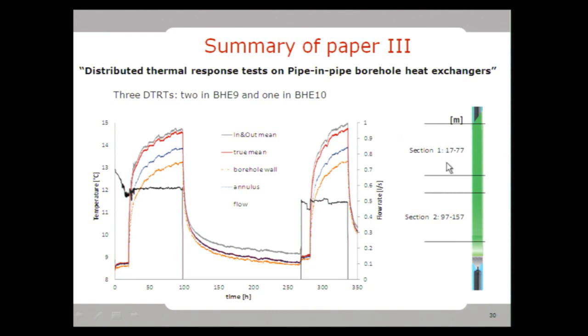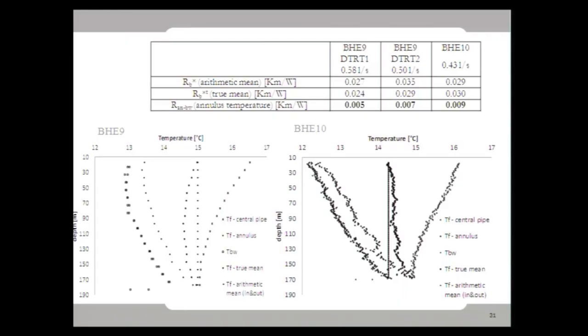And for the local analysis, this borehole heat exchanger is divided in two sections. The first one from 17 to 77 meters, and the second one 97 to 157 meters. The reason for this division is mainly because in borehole number 10, as compared to borehole 9, I have insulation all along this first section. So I wanted to see if there were some differences in section 1 because of this.